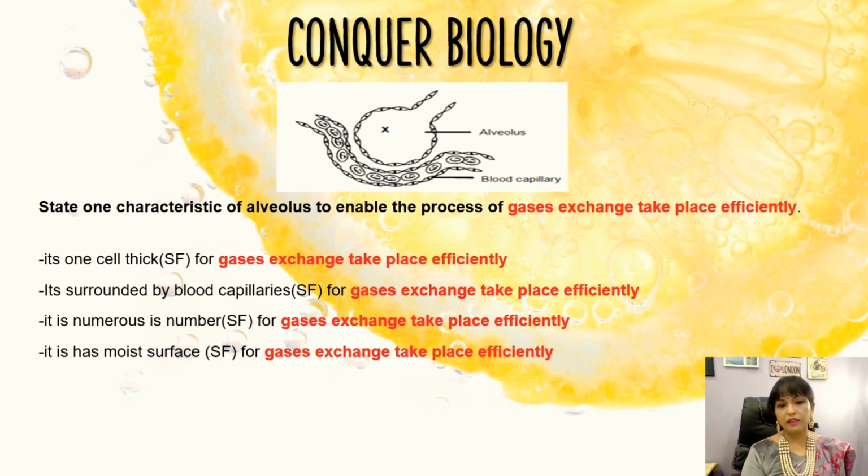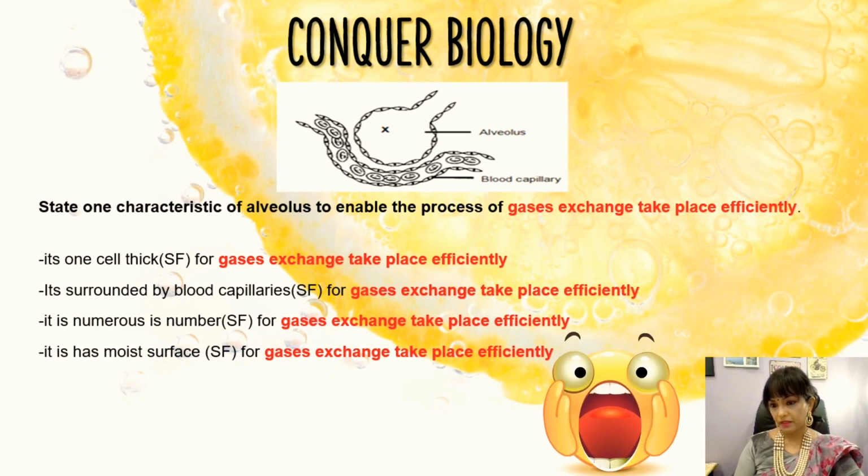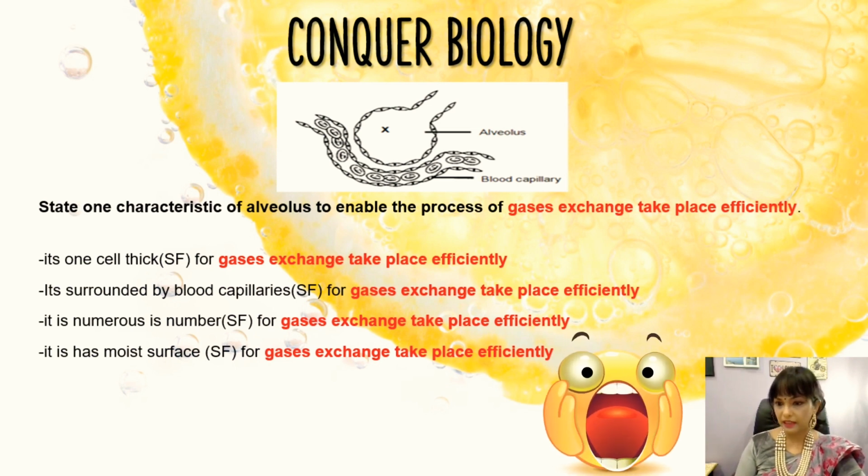It is one cell thick for gaseous exchange to take place efficiently. It is surrounded by blood capillaries for gaseous exchange to take place efficiently. Can you see they have repeated the same description from the question? So you cannot get marks for this. That means you only have satisfied the structural feature, but you don't have the functional feature here. So this is what I was trying to emphasize.